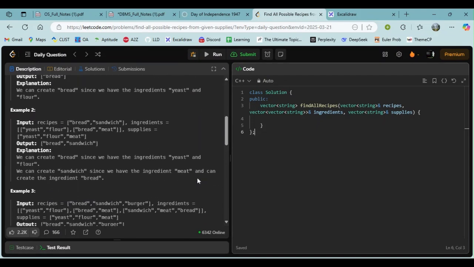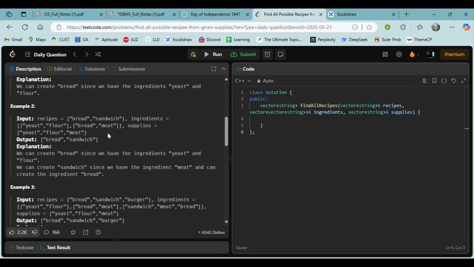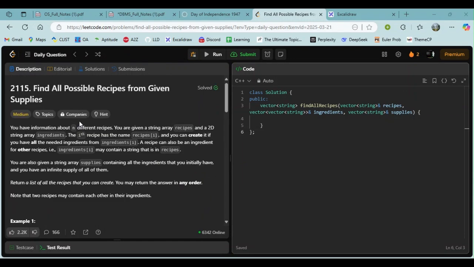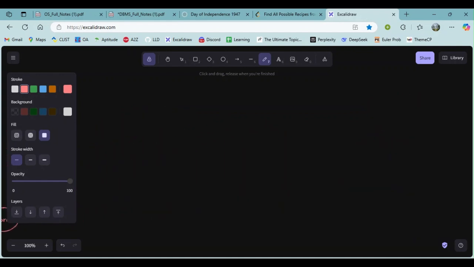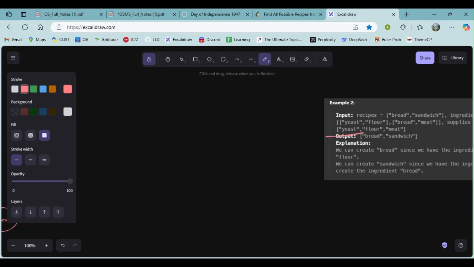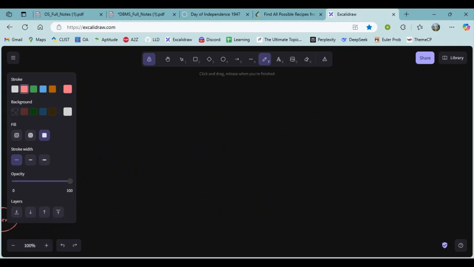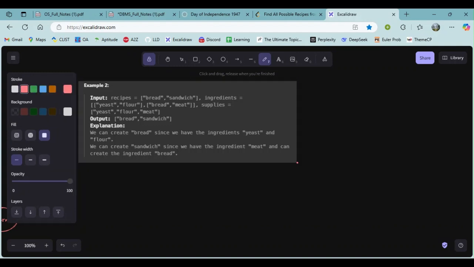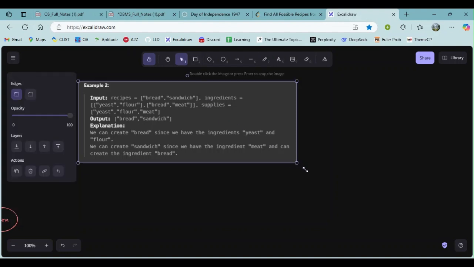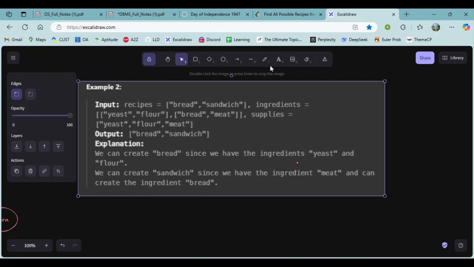Let's understand the second example, where we can see whether we can always make it or not. Okay, this is our second example.